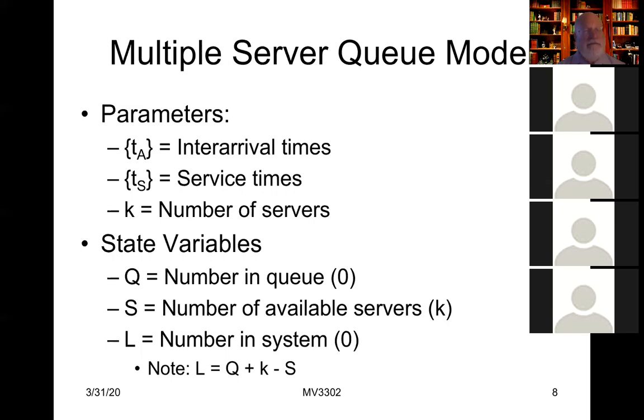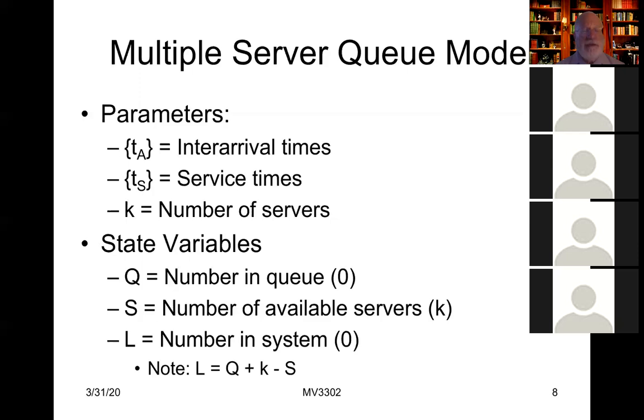And then the final parameter for this model is K, which is the number of servers, how many we have. The reason that's useful is that the same model can work with any number of servers. So we don't have to create a separate model for one server or a separate model for 2 servers, et cetera. We just change the value of K.